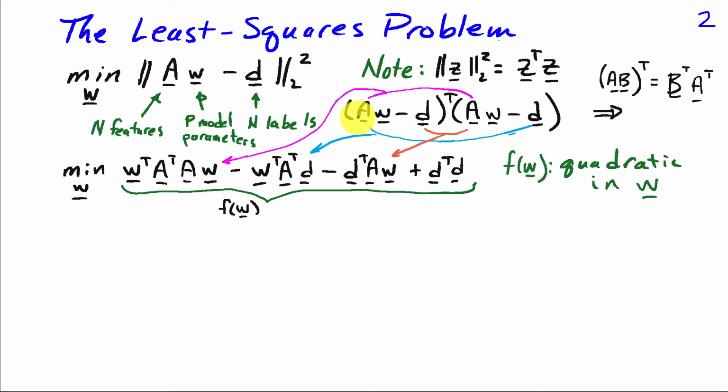So when I take the product of (Aw) transpose times Aw, I'm going to write that as w transpose A transpose times Aw. Similarly, the transpose of Aw times d, marked in blue here, is just w transpose A transpose d. And we have d transpose times Aw, which gives us this term. And then finally, d transpose times d, which is the last term. And this is our cost function, our squared error, that we want to minimize with respect to w.